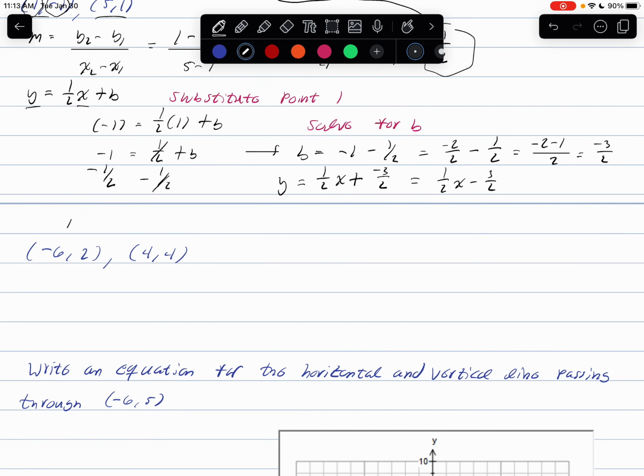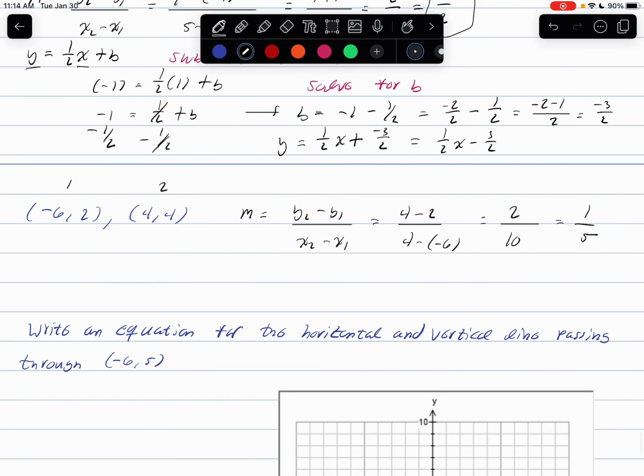So if we say that this is point 1 and this is point 2, m is going to be given by y2 minus y1 over x2 minus x1. Or we can do 4 minus 2 over 4 minus -6. 4 minus 2 is 2. 4 minus -6 is the same thing as 4 plus 6. So we get 2 over 10, or we have 1/5.